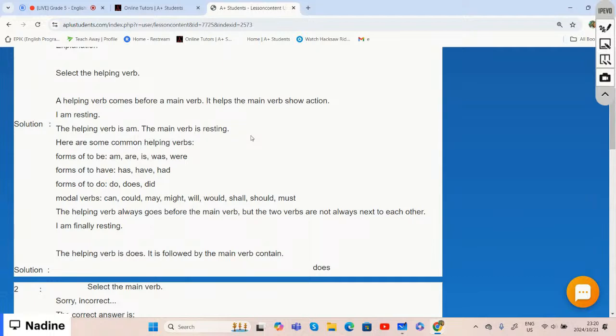All right. And we went over what the common helping verbs are. And once again, before we continue with our test, right? Remember that a helping verb comes before a main verb. It does not have to be next to the main verb directly, but it comes before the main verb, right? So we have a helping verb that comes before the main verb.